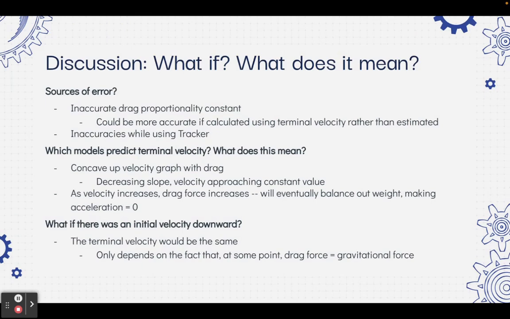So out of the computational models, the drag and gravity model predicts terminal velocity because its concave up velocity graph with drag has a decreasing slope, which implies that velocity approaches some constant value. So as velocity increases, the drag force increases, and eventually this will balance out weight, which will make acceleration equal 0. So if there is an initial velocity downward, the terminal velocity would remain the same because terminal velocity only depends on the fact that at some point the drag force will equal the gravitational force.